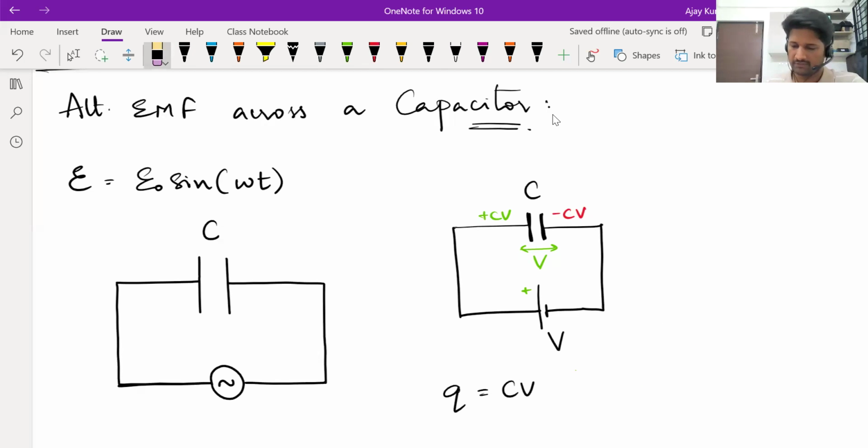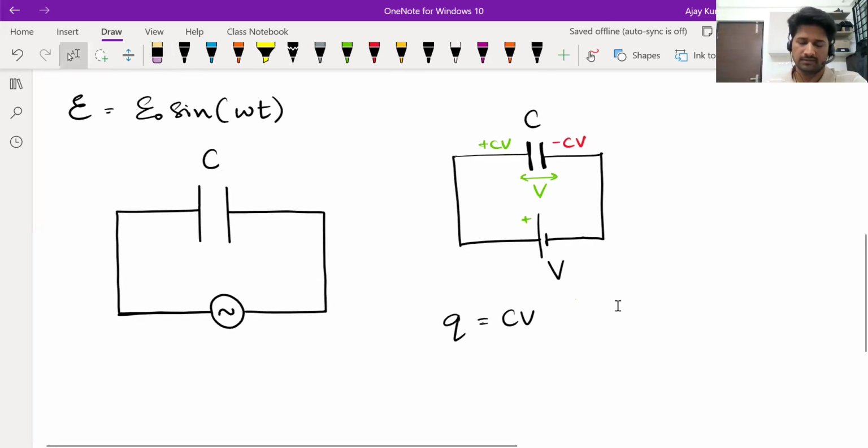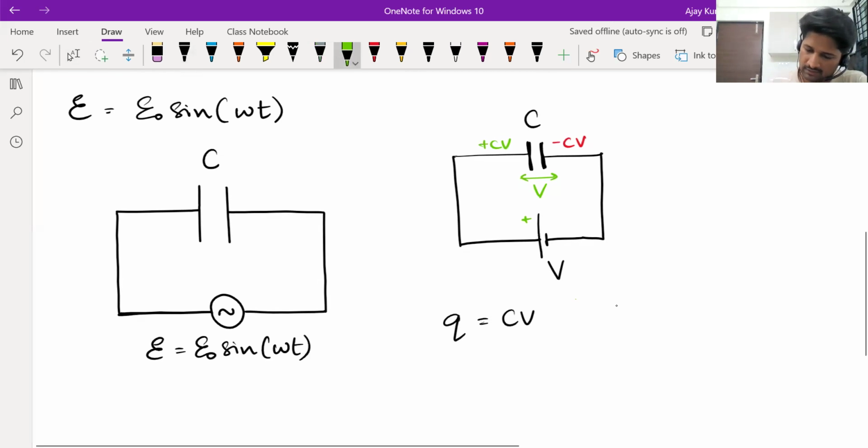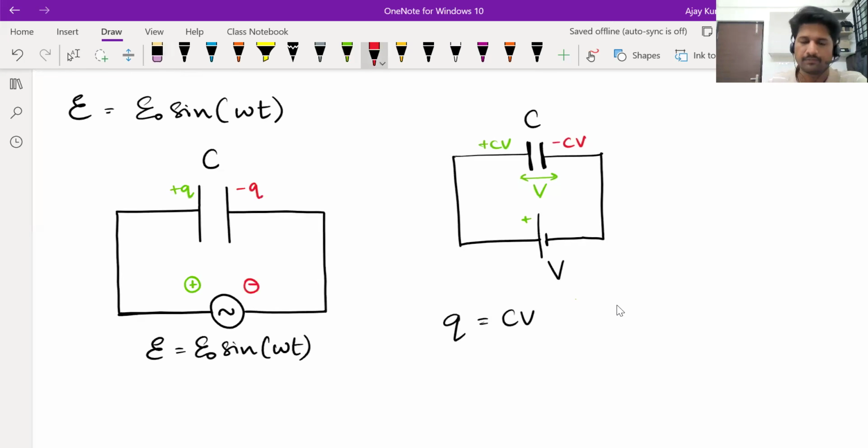But see what we have done now. We have connected an alternating voltage to the capacitor, a voltage of this form, E is equal to E naught sine omega t. For some time, the left terminal will be positive and the right terminal will be negative. Then the left plate will get positive charge and the right plate will get negative charge. But after half a cycle, the polarity of the alternating EMF will reverse. The left side becomes negative and the right terminal becomes positive. When that happens, in the capacitor also, on the left plate you will have minus Q, on the right plate you will have plus Q.